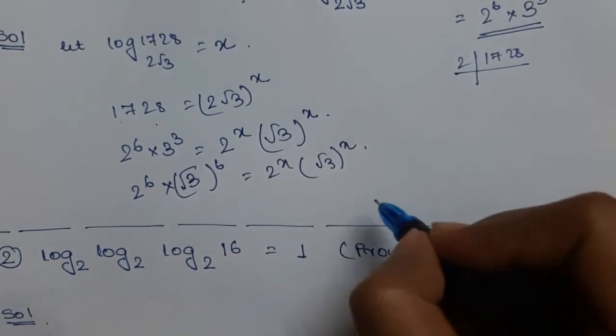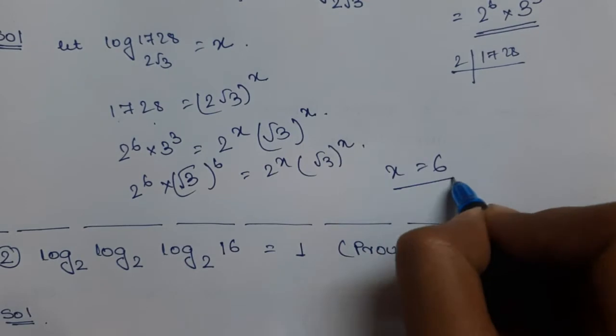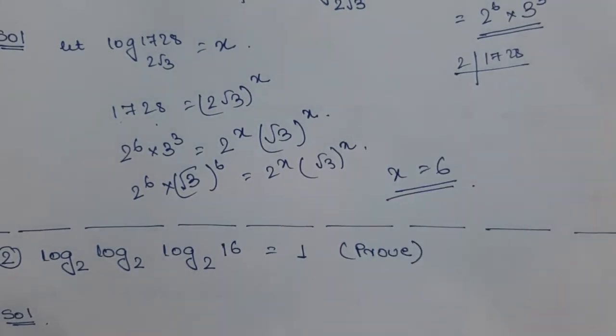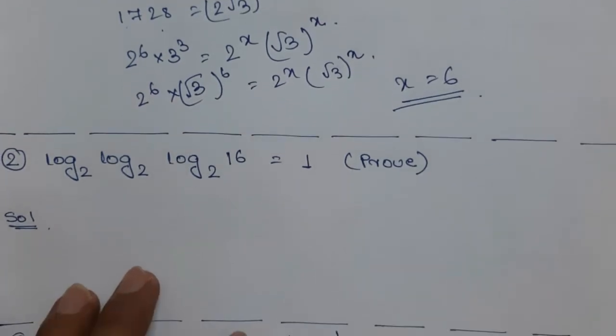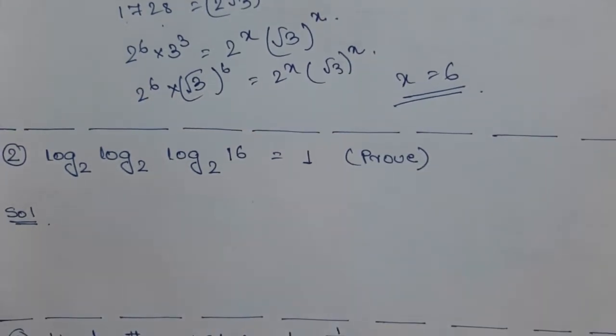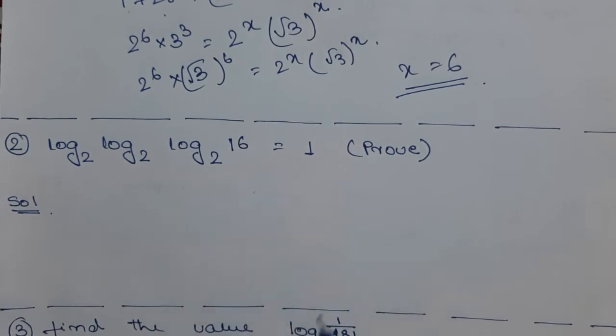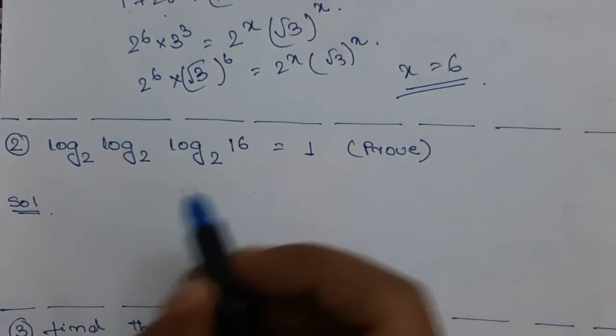So x value results to 6. This is a very easy problem. I think you can understand it. Okay, now here comes the next problem. We have to prove this value as 1. How? Let's see.